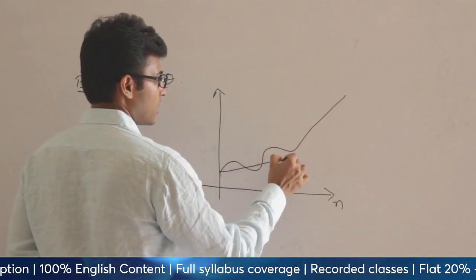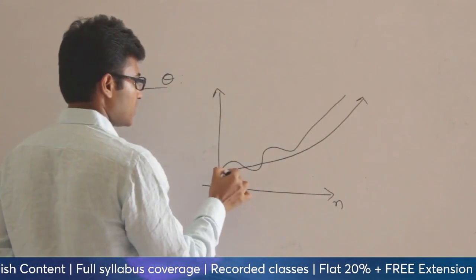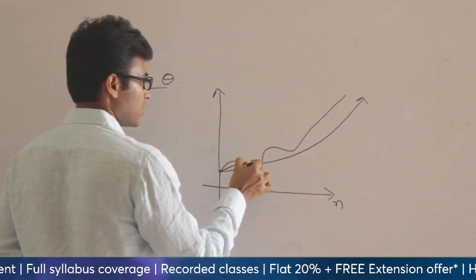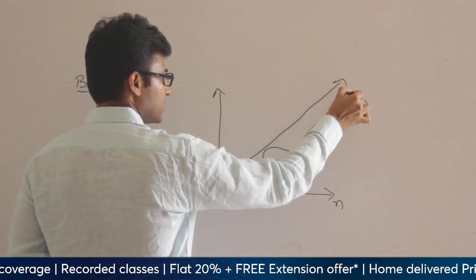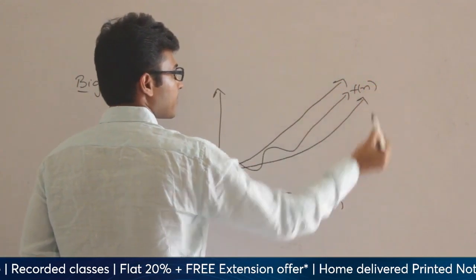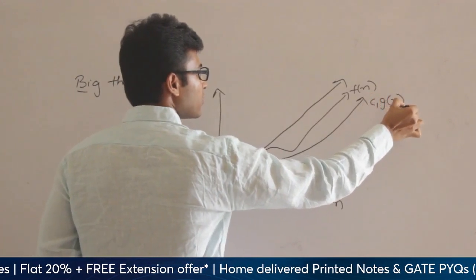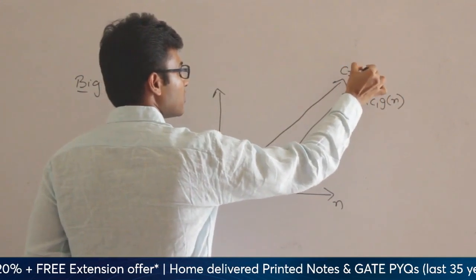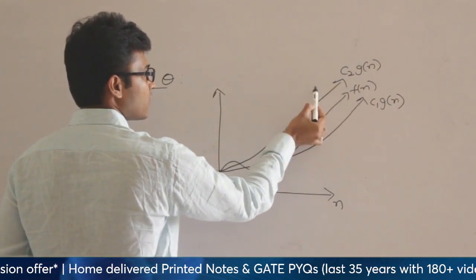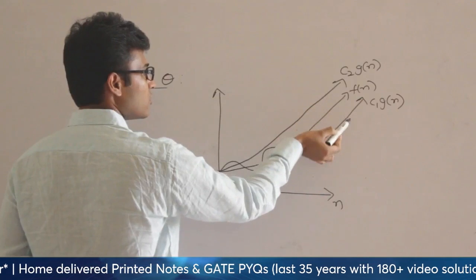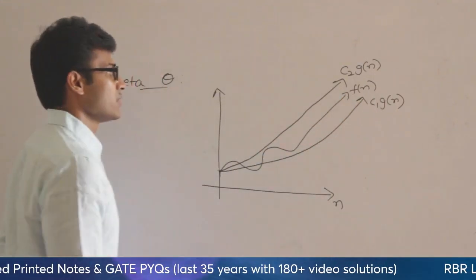So if I can find a function which can both upper bound and lower bound it, if this is f of n and this is c1 into g of n and this is c2 into g of n, if f of n is bounded by c1 into g of n and c2 into g of n, then we can say that f of n is theta of g of n.